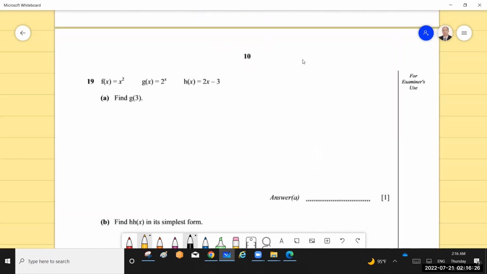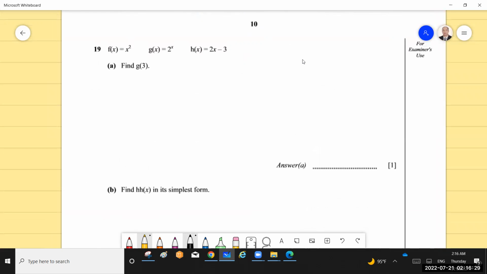Okay? Next question, I have also 3 functions here, f, g, and h. Find g of 3, go to the function g, substitute: 2 power 3 is equal to 8. It's very easy. Find h of x. The function h, you substitute inside, it's in itself. For example, 2x minus 3, just write 2, and when you see x, write the full function instead of x: 2x minus 3 again. Okay, this is the h of x.